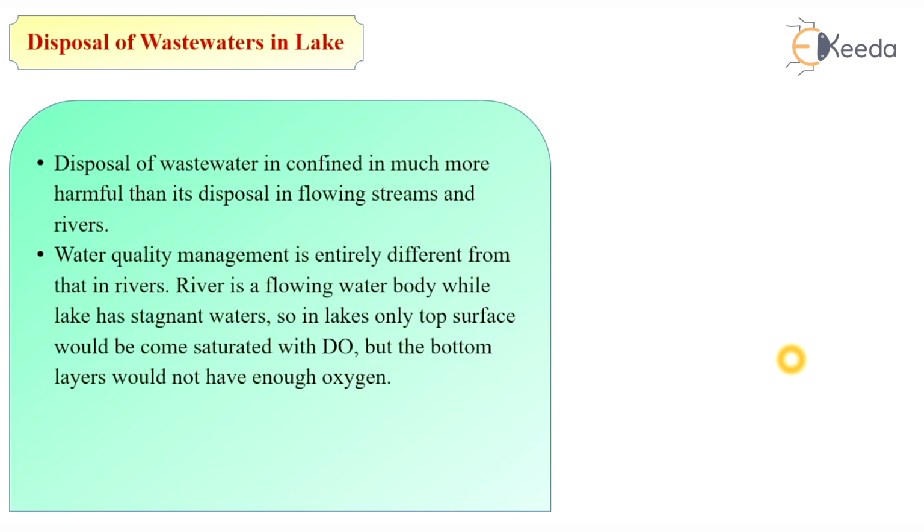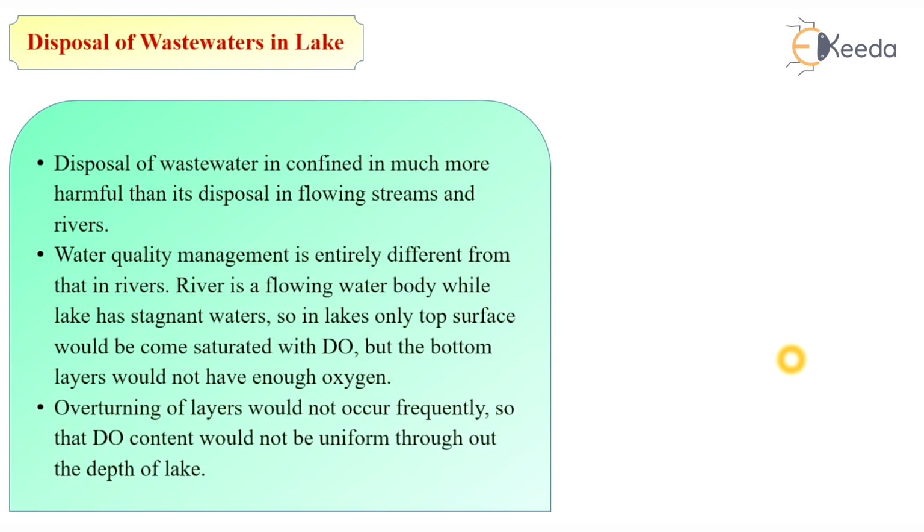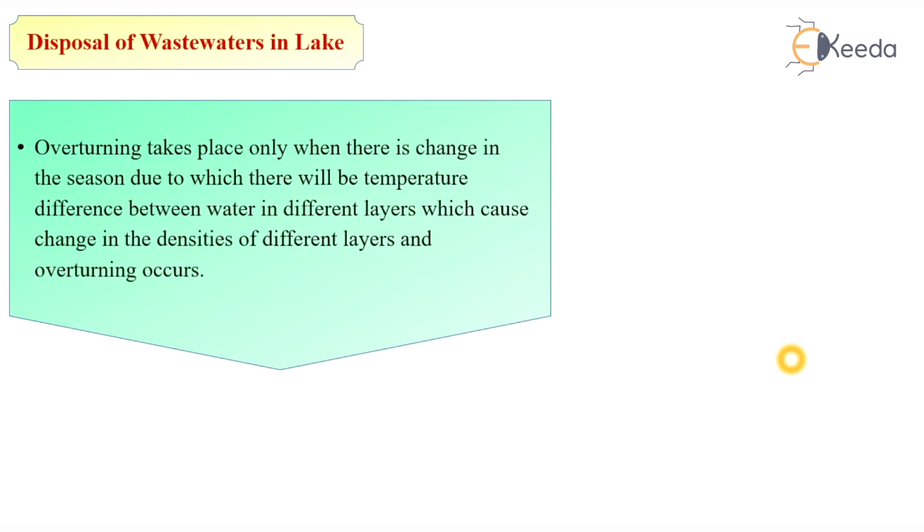So in a lake, only the top surface would become saturated with dissolved oxygen, but the bottom layer would not have enough oxygen. So overturning of layers would not occur frequently in a lake, so the dissolved oxygen content would not be uniform throughout the depth of the lake. Overturning takes place only when there is a change in the season, due to which there will be temperature difference between water in different layers, which causes the change in densities of different layers, and overturning occurs.